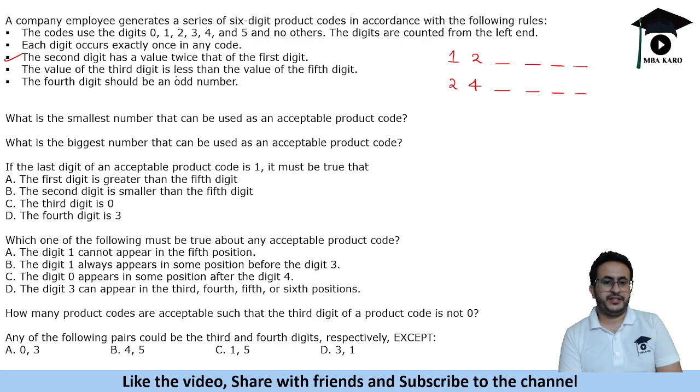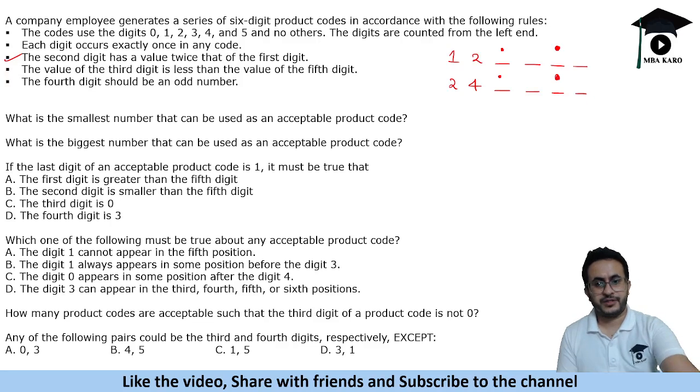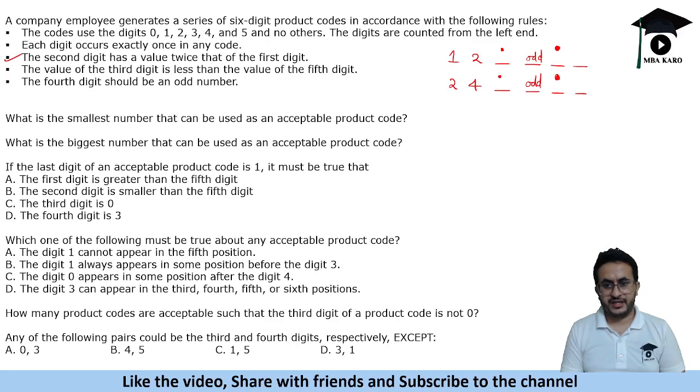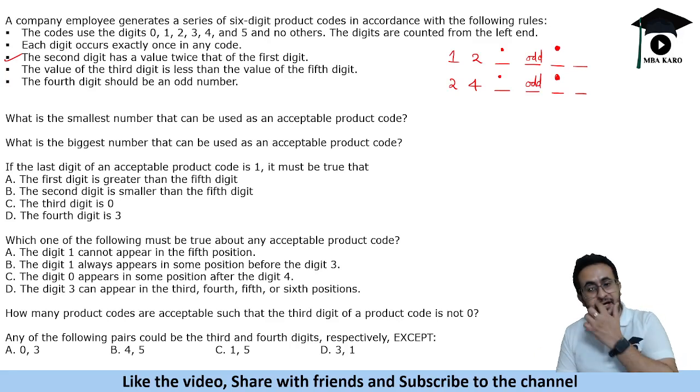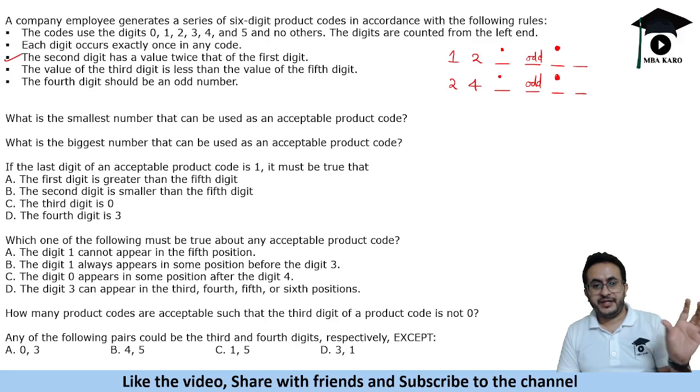The value of the third digit is less than the value of the fifth digit. So this is less than this digit. So this shows that this is smaller, this is larger. You can use similar notations while doing your rough work. The fourth digit should be an odd number. So this is an odd number. Okay, so we can form multiple codes. They have not asked how many codes can be formed, but they have asked particular questions. So let us look at those particular questions and answer them.